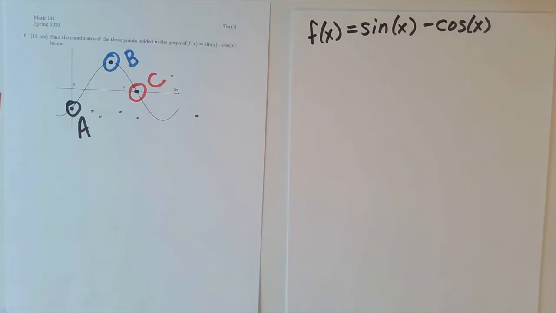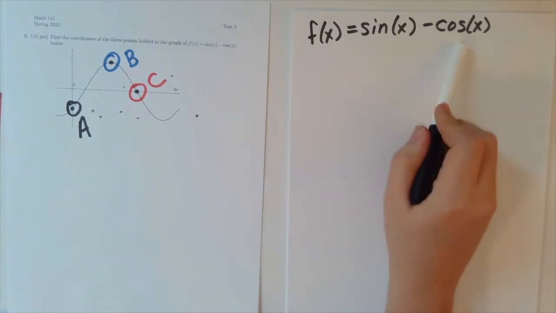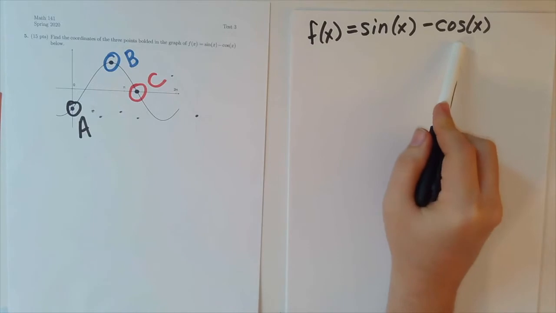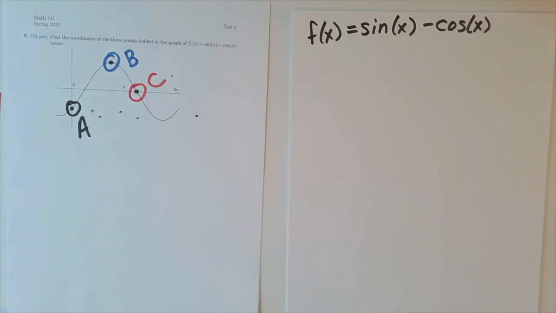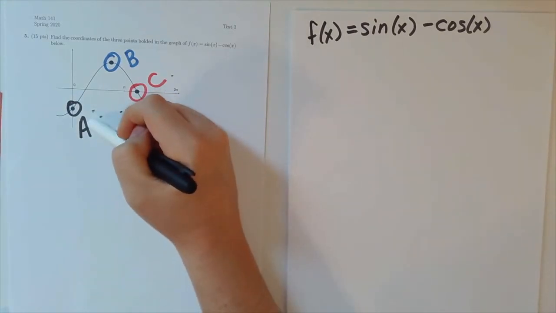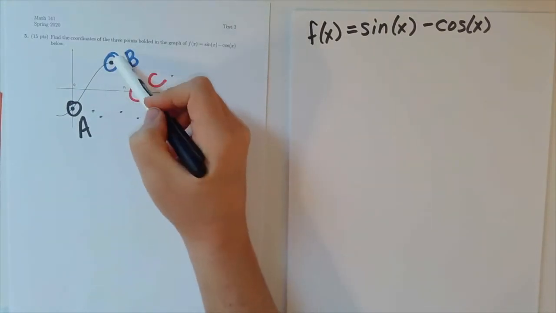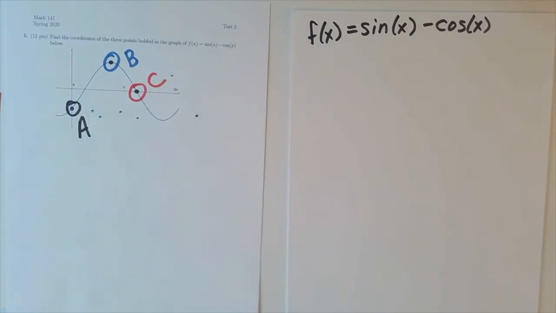So this question, we're given a graph of sine of x minus cosine of x. And what we're asked to do is find the coordinates of each of these 3 points in the graph. So we have to identify what's special about point A, what's special about point B, and what's special about point C. And then together, we'll be able to figure out what each of these is.